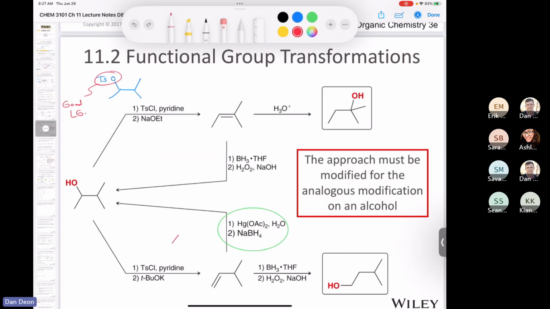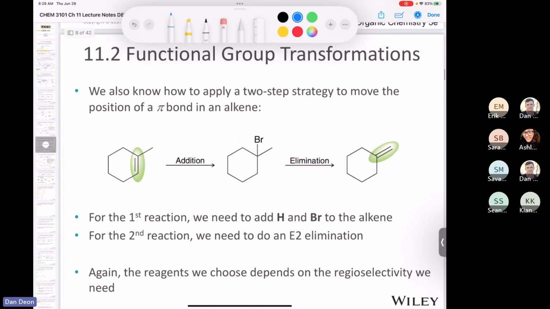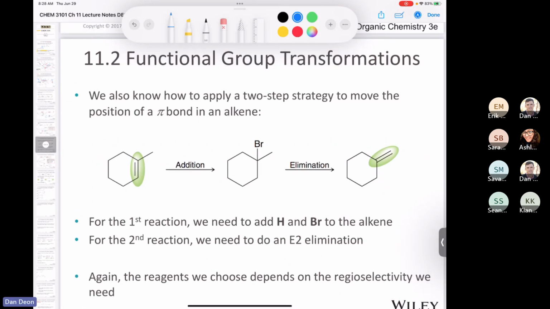I'll just kind of scribble it in here. Right, you'd end up with this carbocation, but that is going to do a hydride shift, right? So you've always got to be on the lookout for those kinds of things. A good organic chemist, she or he, should always be on the lookout for any kind of carbocation rearrangement that can occur. So we've talked about moving a halogen around.